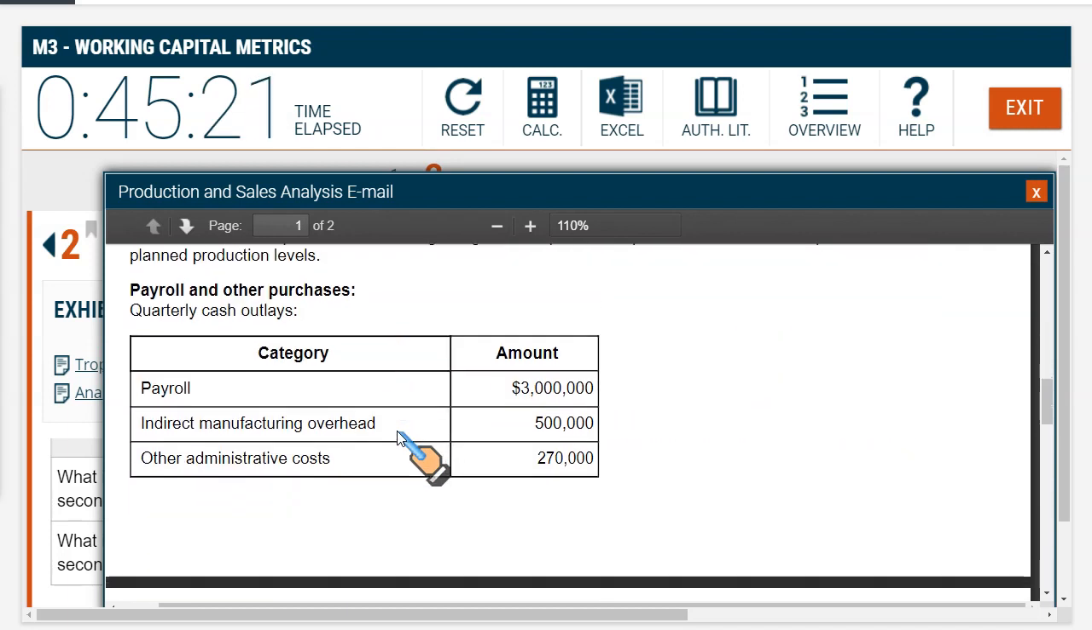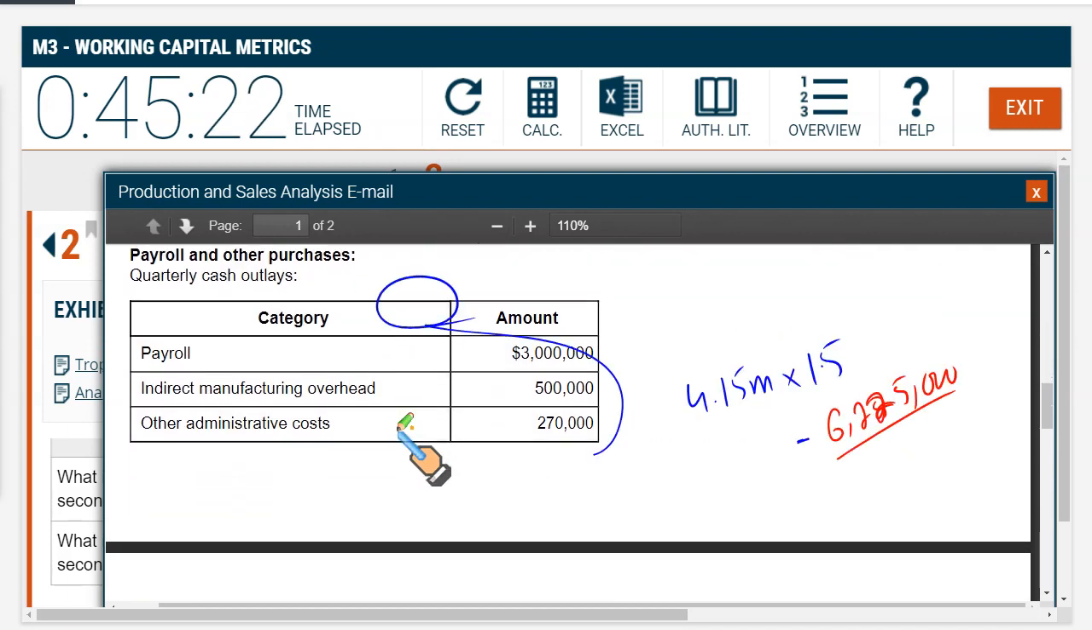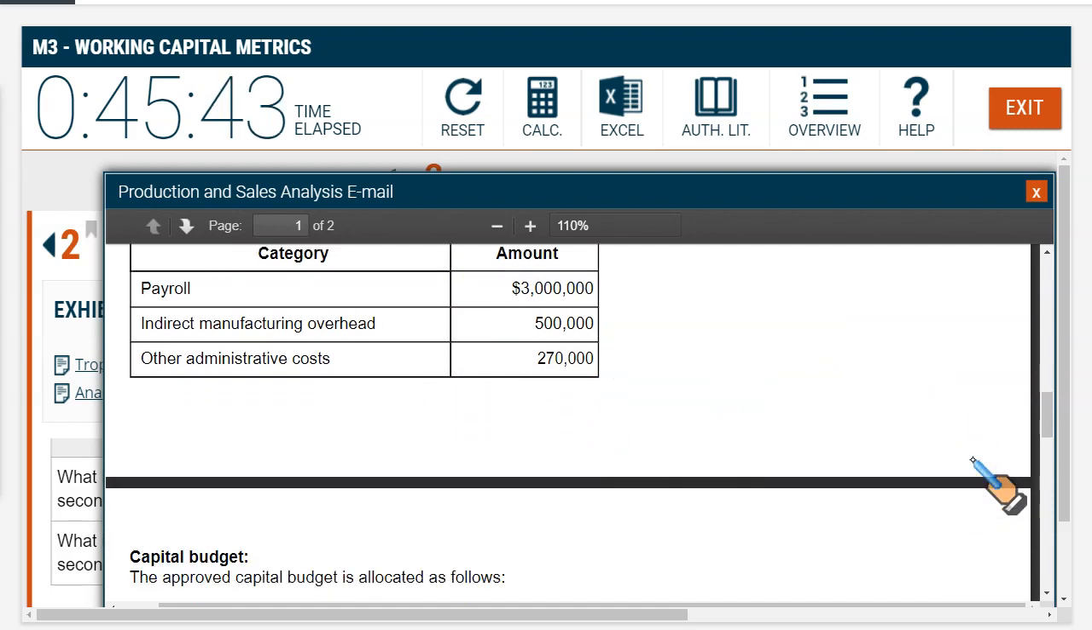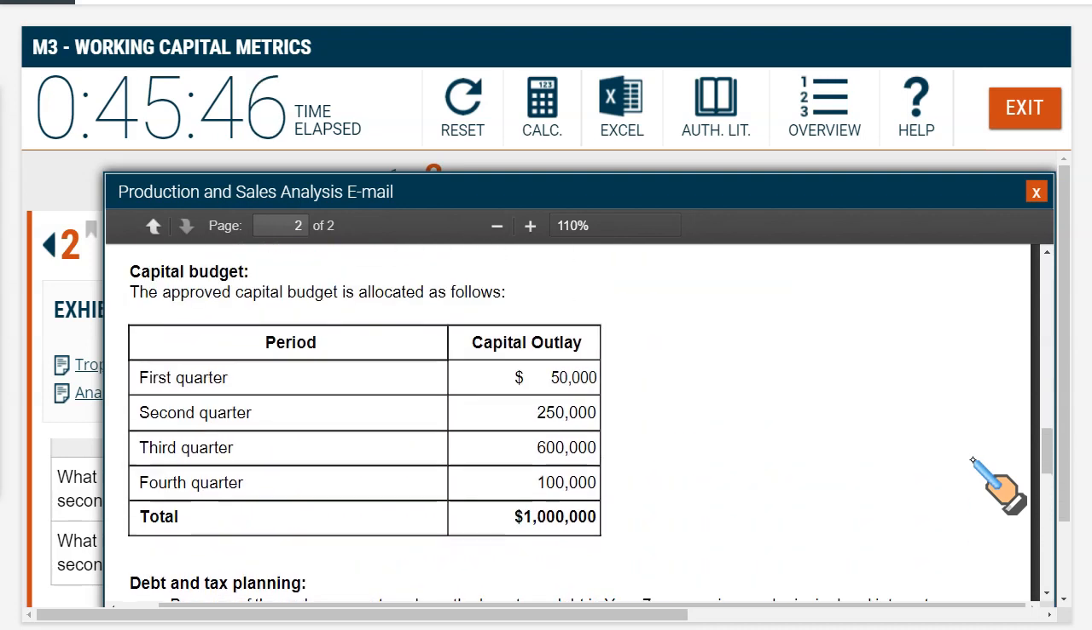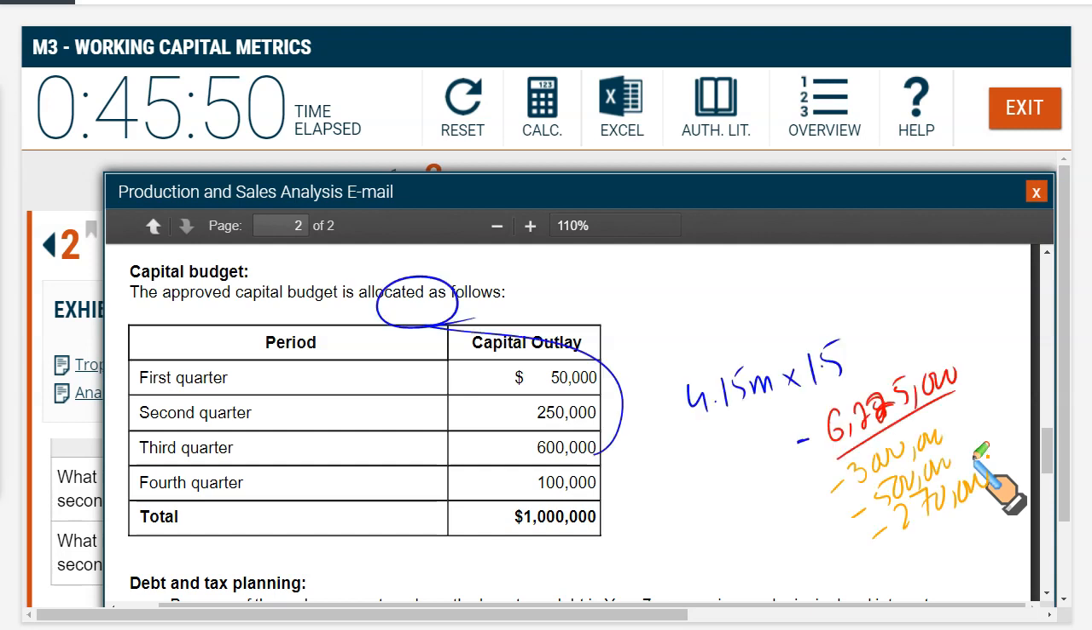We have already taken this one. Let's write down these ones. So it's going to be payroll. Yes, I will take payroll. Indirect manufacturing overheads. Yes. Then 270 for other administrative cost. Yes. All right, note it down. Let's go down and see what else do we have here. Okay, so we are going to take first quarter, no, third, no, just this 250.